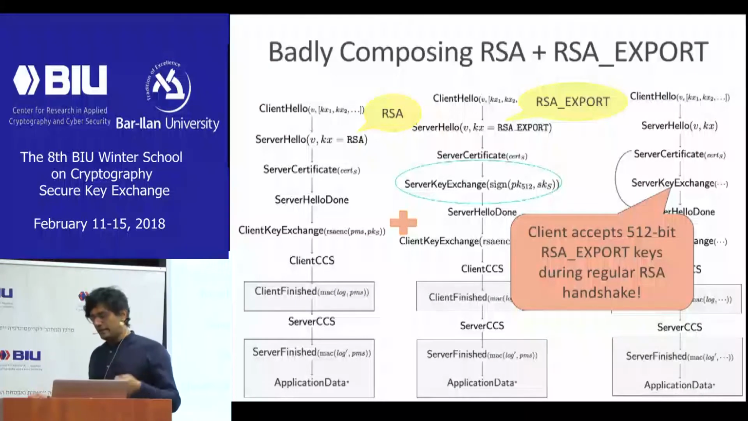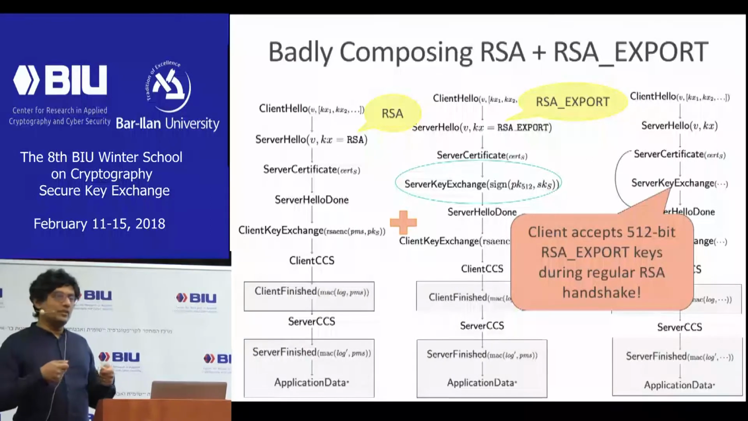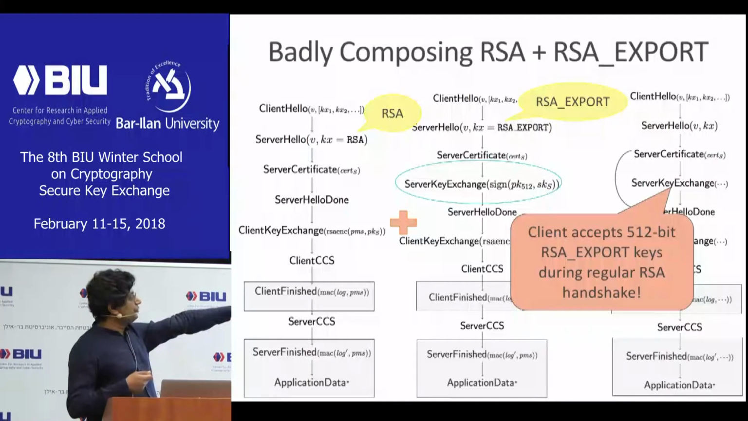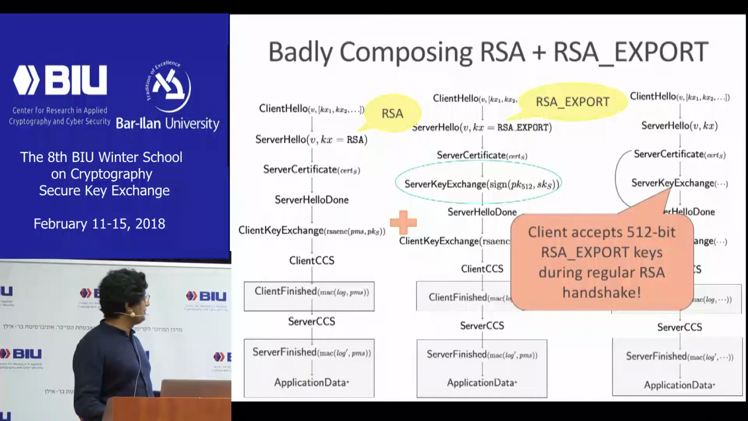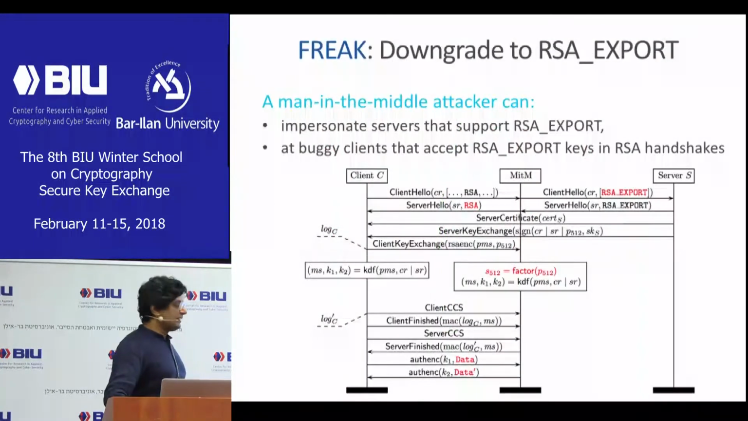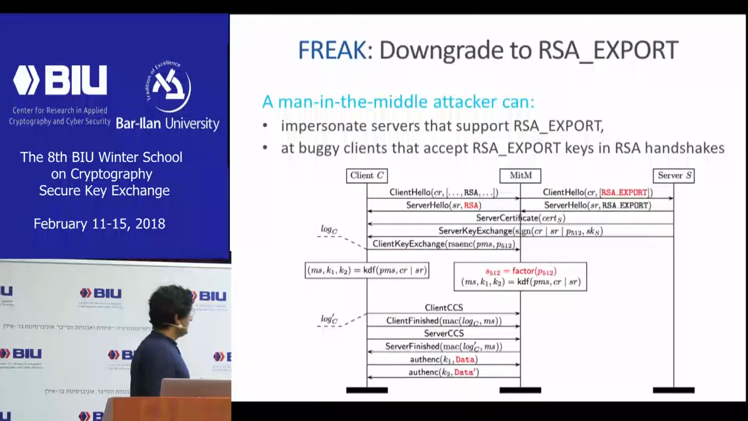However, most TLS libraries, exactly like in the skip attack that we saw, do a bad composition here and allow export key exchange messages to be injected into regular RSA key exchange messages. So this is part of the bugs in all of these libraries, and the same kind of bug which leads to a downgrade and then a cryptanalytic attack.